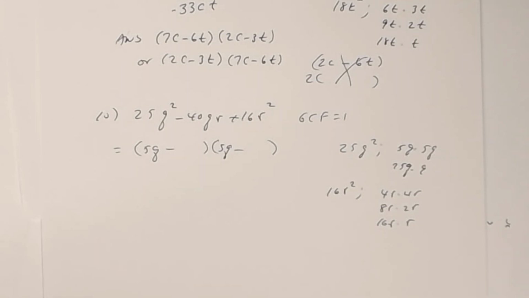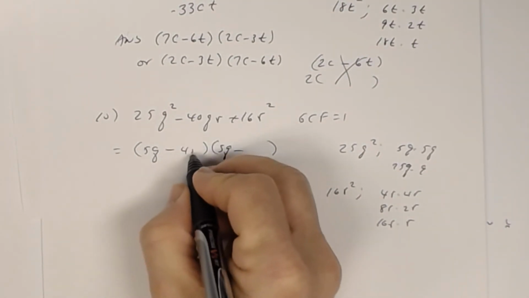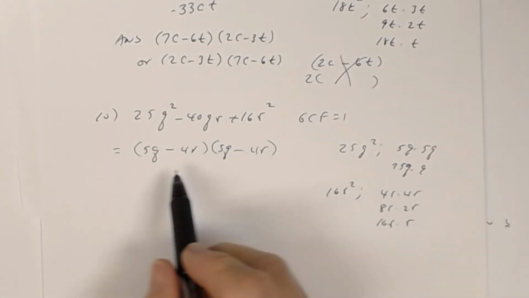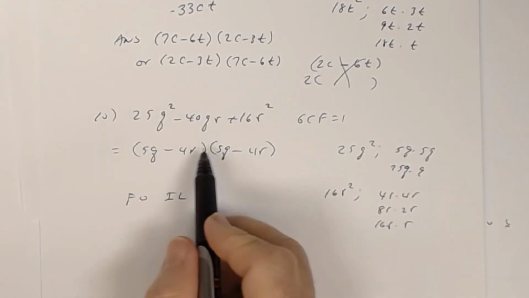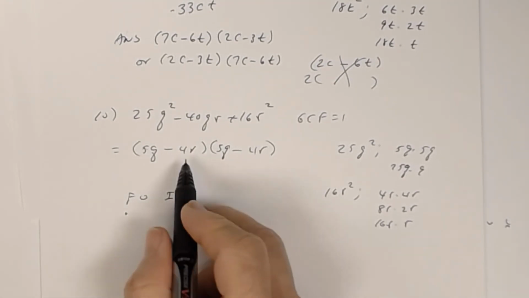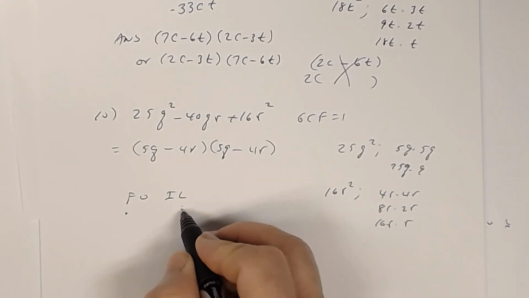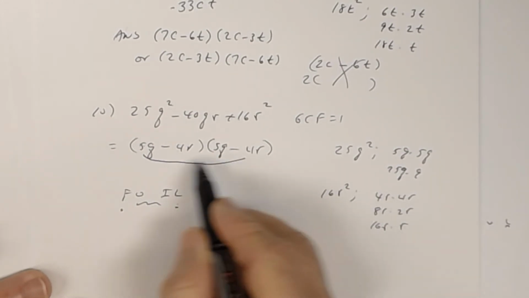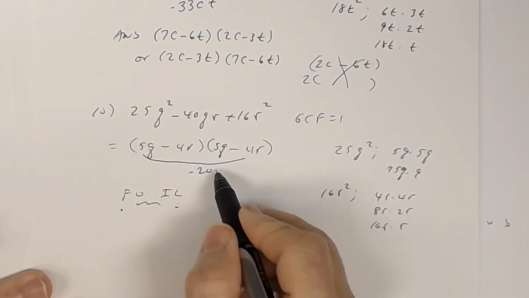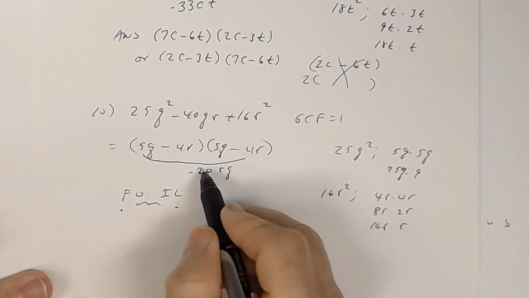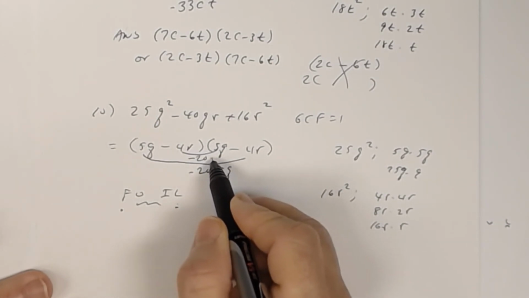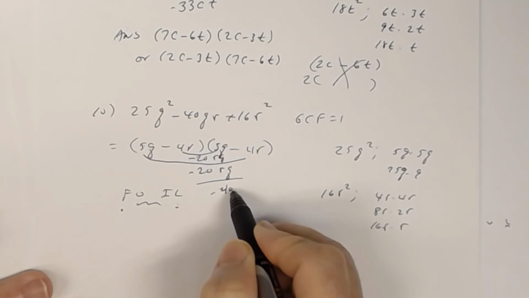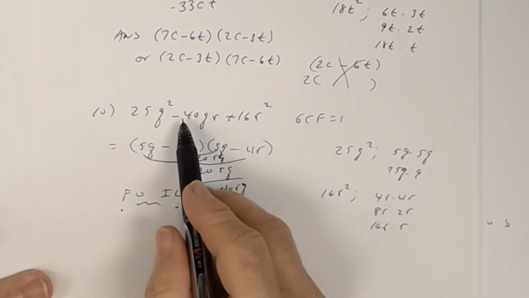All right, so what do you want to try first? You want to try the 4r, 4r? Okay, so let's do that. 4r, 4r. And let's check it. Remember, checking FOIL. For F, 5q times 5q is 25q squared, so I'm good. The last, a negative 4r times a negative 4r is 16r squared, I'm good. Let's do the outer: 5q times negative 4r is a negative 20rq, or qr, doesn't matter. And then the inner, a negative 4r times 5q is a negative 20rq. When I add them up, I get a negative 40rq, which is what I wanted. It's just written as qr.